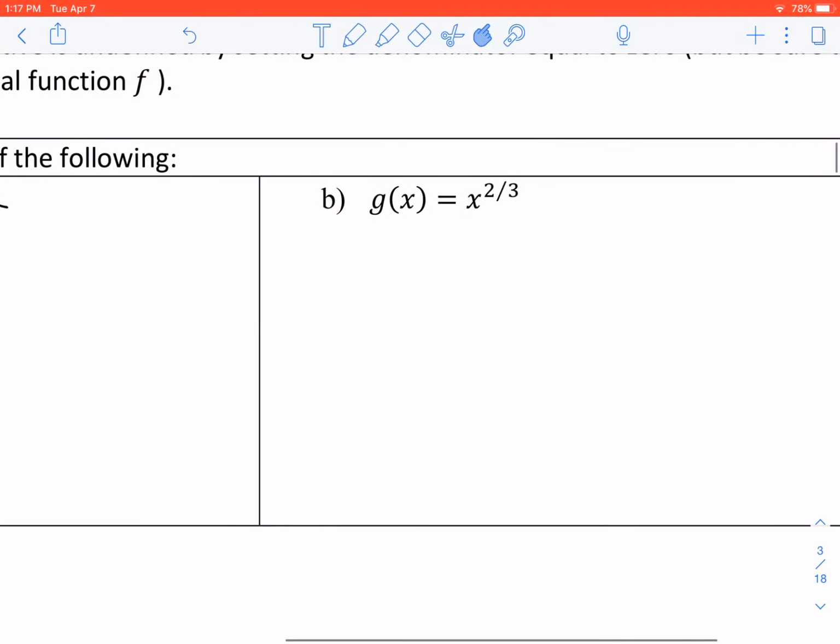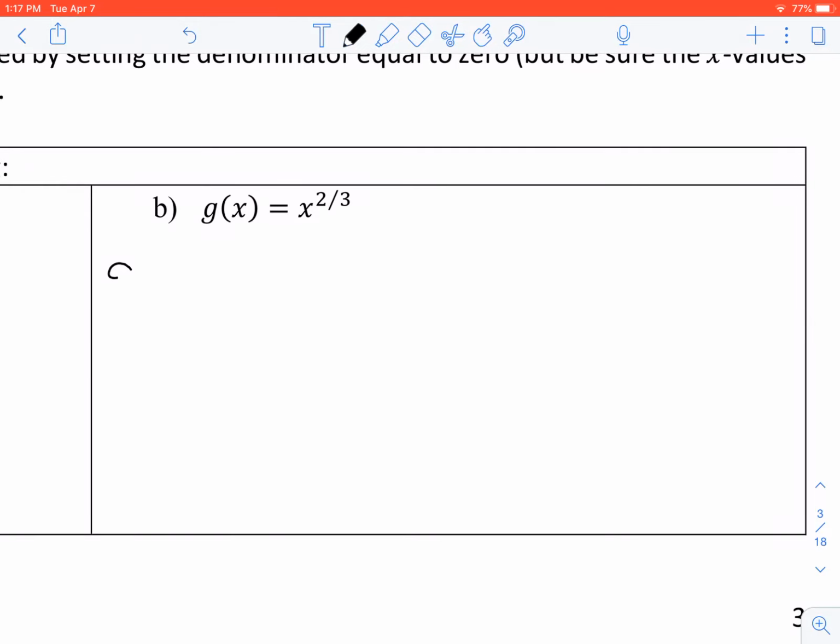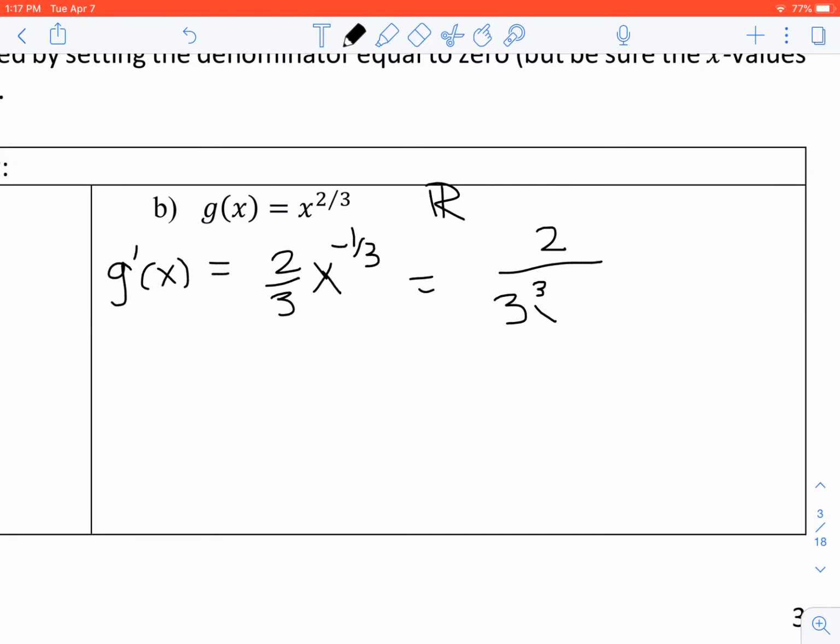The second one right next to this is g of x equals x to the 2/3. We're going to go ahead and take a derivative. Since we are dealing with a root here, the domain of this would be all real numbers also. Taking our derivative, we'll have 2/3 x to the negative 1/3. I'm going to rewrite this as 2 over 3 cube root of x. This can never equal 0. There's no value I can substitute in there to equal 0.